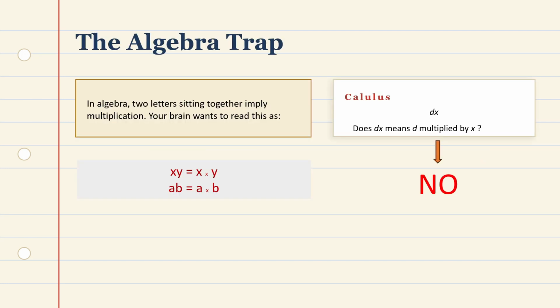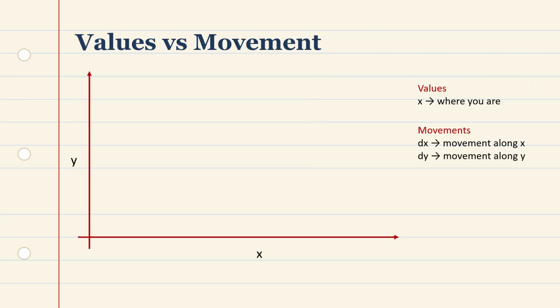The algebra trap. In your algebraic mind, when you see two variables sitting next to each other, for example x, y, your brain may think it is x multiplied by y. We have a, b sitting next to each other. You may say a multiplied by b. That is not true in calculus. So in calculus, when you see dx, does it really mean d multiplied by x? The answer is no. So what does dx really mean?